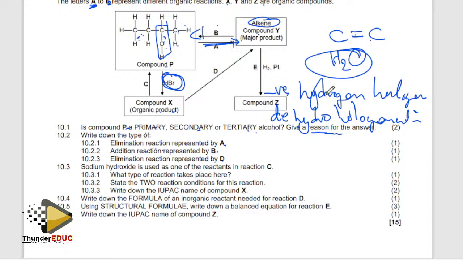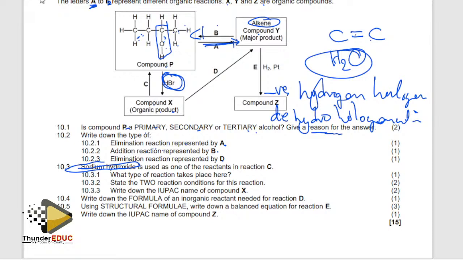Then we go to sodium is used. Don't forget that sodium hydroxide is a strong base. I told you, when do you use a strong base? When do you use an acid? You have to know all these conditions. Guys, don't go to the paper without knowing it. At least practice this question. You won't regret it. Used as a reactant in C.